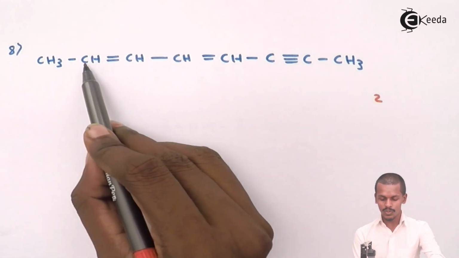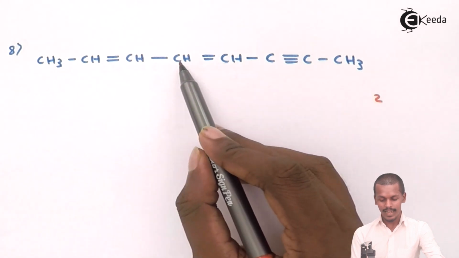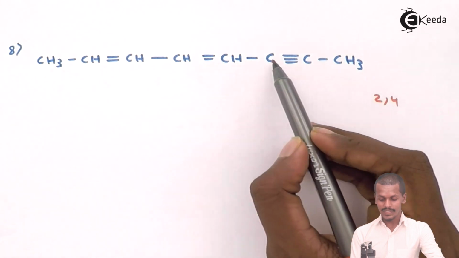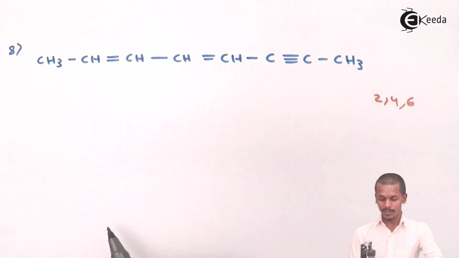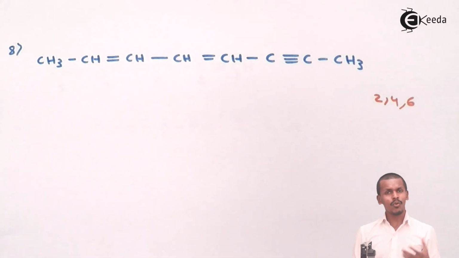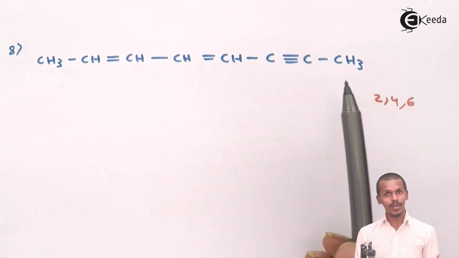So this is carbon number 2, carbon number 3, 4, and again at 4 we get a carbon-carbon double bond. This is 5, 6, and on 6 we get the carbon-carbon triple bond, 7 and 8. So this is what we have got from left to right. But what if we do the numbering from right to left?